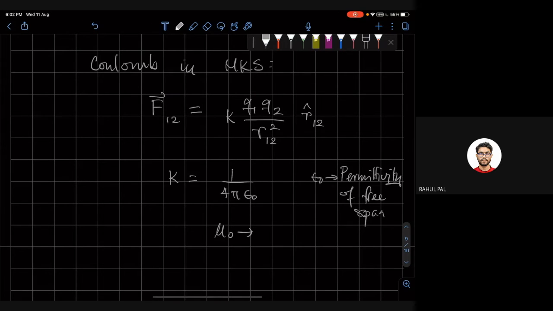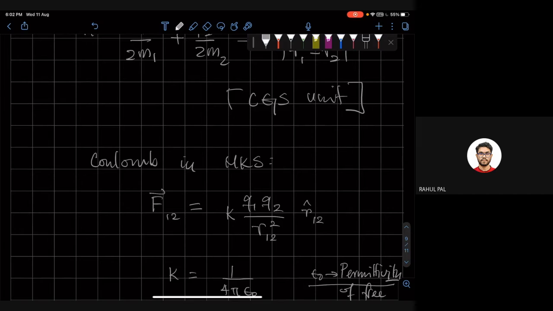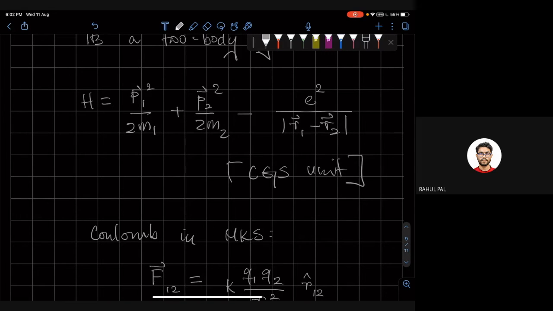Mu naught is the permeability. Yeah, I always confuse these two. Permittivity is for electricity, permeability is for magnetism. It's saying how easily can electric field lines go through space, and permeability is like how easily can magnetic field go through space. So if this were not in CGS units, what would be the difference in this equation? We would have 1/4 pi epsilon naught here, right?